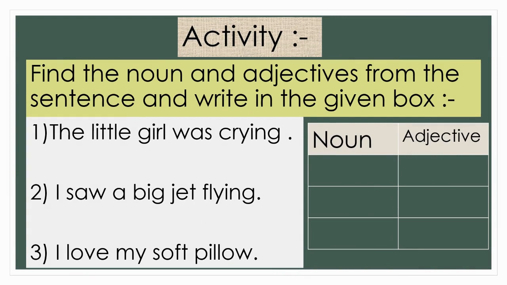The next activity is find the noun and adjectives from the sentence and write in the given box. You know what are nouns and adjectives. So you have to find the noun and an adjective from the given sentence and write it in the correct box. The sentences are: the little girl was crying. Second sentence is I saw a big jet flying. The third sentence is I love my soft pillow. Now, from all these three sentences, you have to find out a noun and an adjective and write it in the correct box.